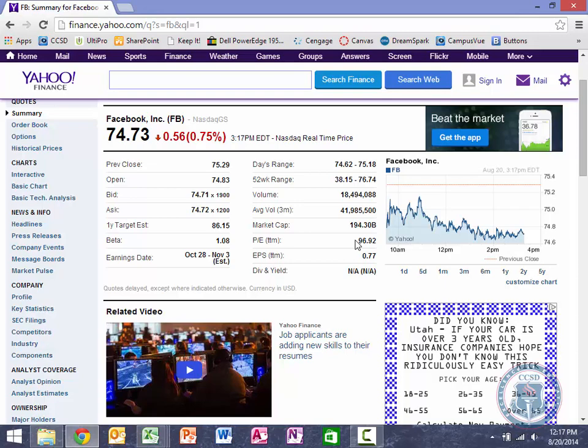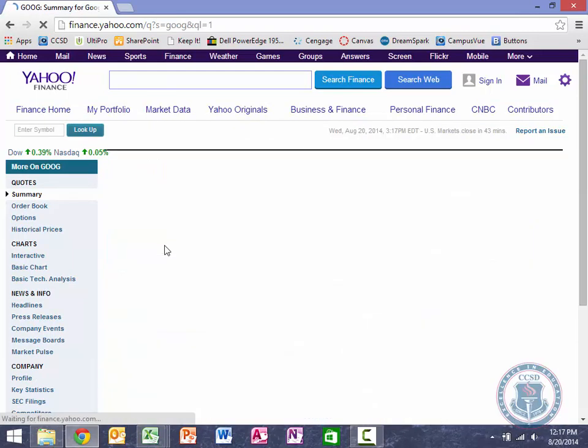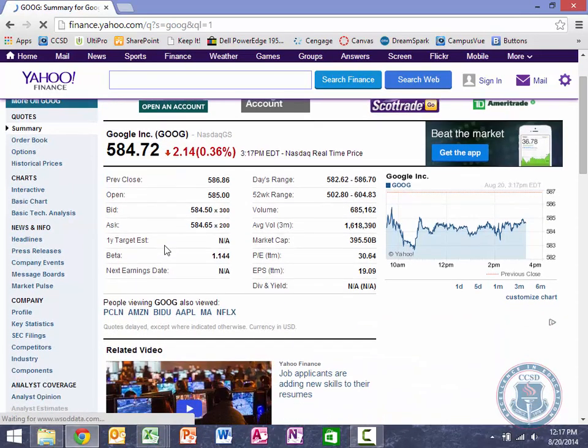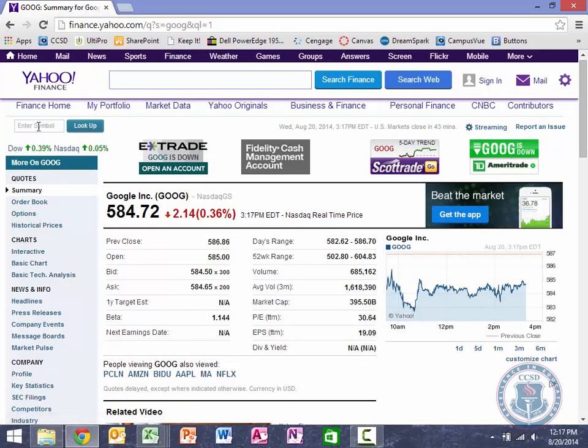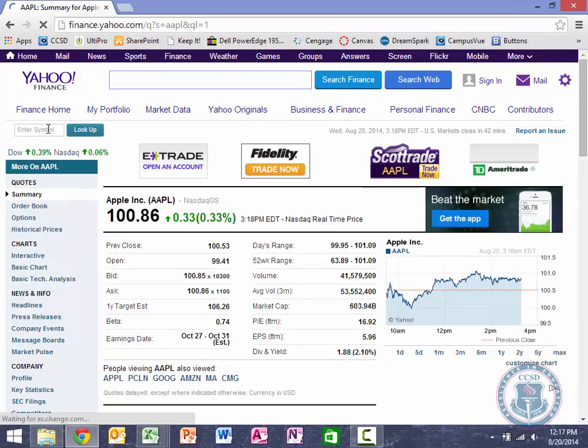But we can sit here and see, okay, let's look at Google here really quick. Facebook's got an interesting model going on. Market cap for Google, $395 billion. Intel, $170 billion. I keep saying Apple should buy Intel. That's all right. Let's look at Apple. We didn't look at that, did we? $603 billion. And it should be $1 trillion. I'm telling you, it should be.